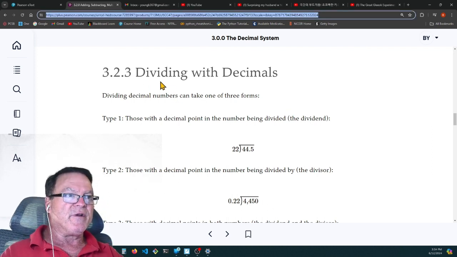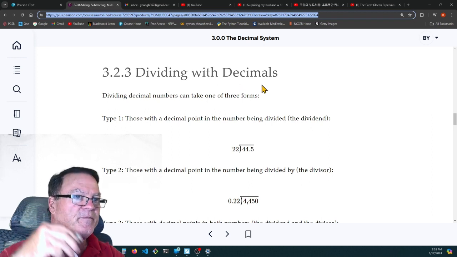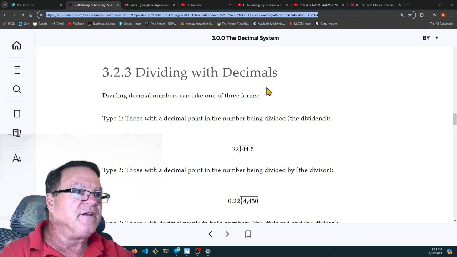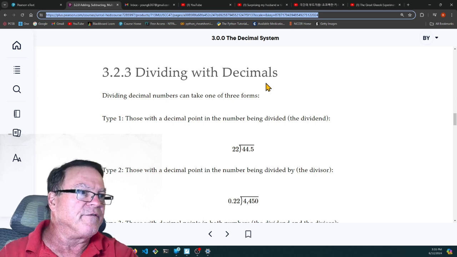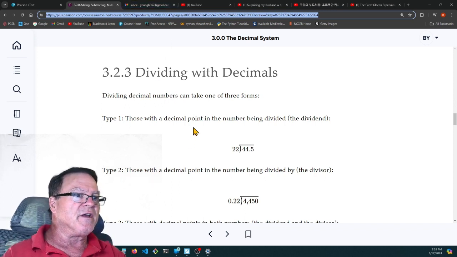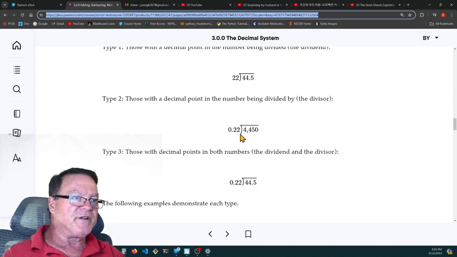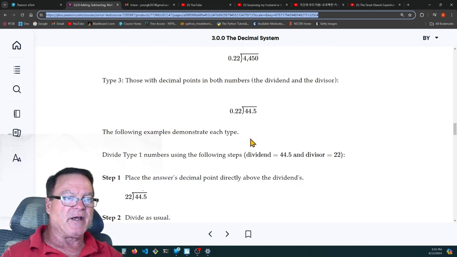3.2.3, dividing with decimals. Dividing decimal numbers can take on one of three forms. Those with a decimal point in the number being divided, the dividend, 22 goes into 44.5. Those with a decimal point in the number being divided by, the divisor, 0.22 divided into 4,450. Those with decimal points in both numbers, 0.22 divided into 44.5. The following examples demonstrate each type.